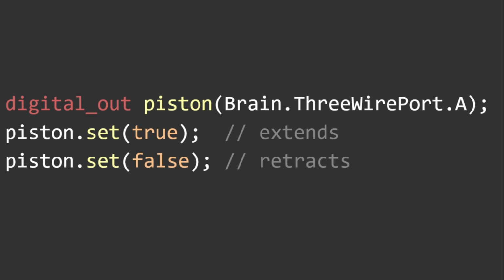Pistons are even simpler. You just set them to true or false. True extends it, false retracts it. You can hook this up to a button and use a boolean to toggle it on and off, which is exactly what that bool variable type is useful for.